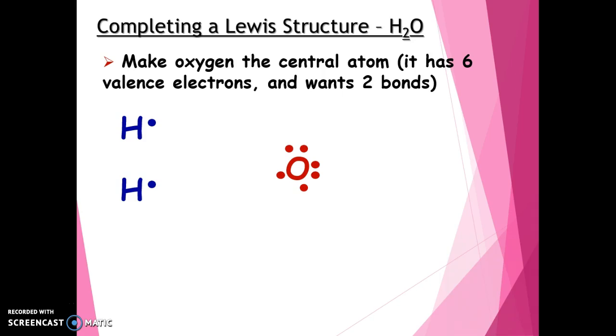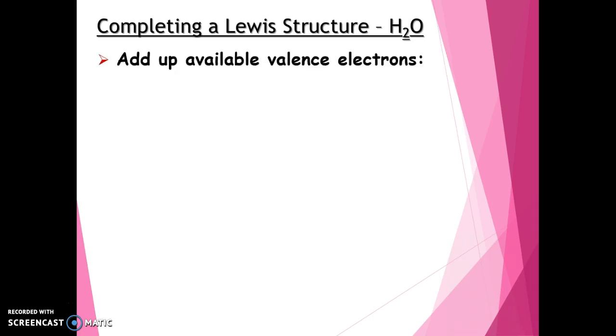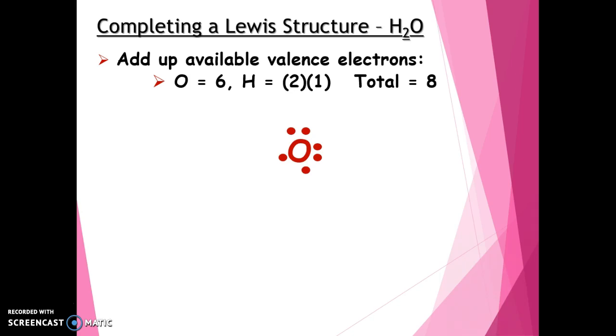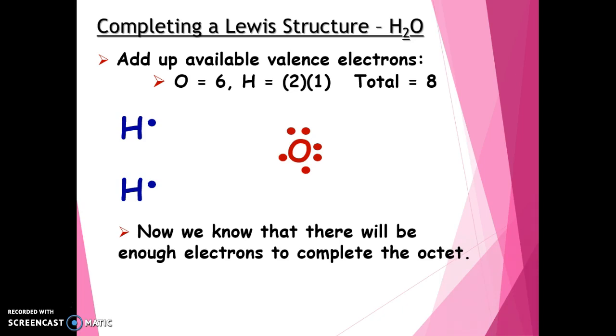So we have a total of 6 valence electrons here with oxygen. 1, 2, 3, 4, 5, 6. And 1, 2 for each of the hydrogens. So that's a total of 8. So add up the valence electrons. There are 1 for each hydrogen, and 6 for oxygen, for a total of 8. So that means that oxygen will come in with these 2 hydrogens and will do something. Now that we know that there will be enough electrons to complete the octet for oxygen, we're going to be okay.